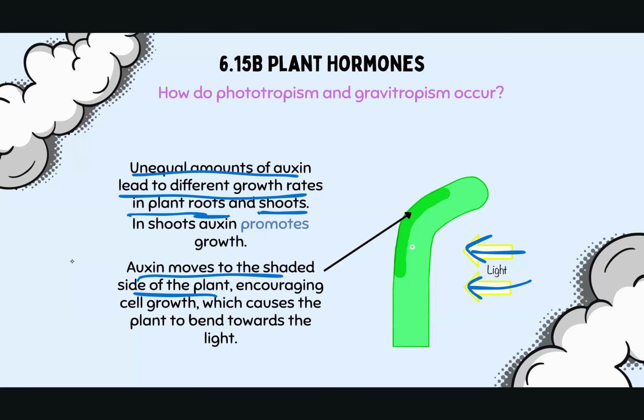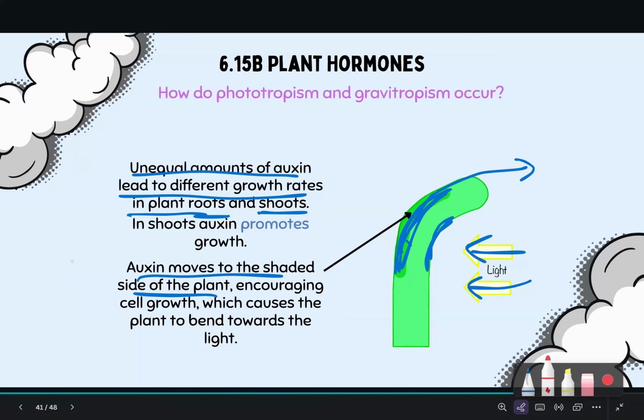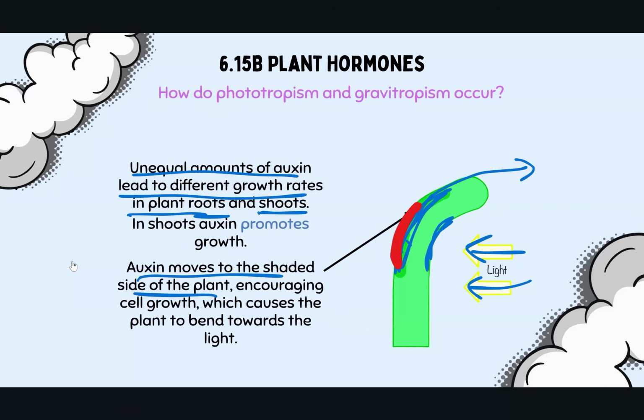And what auxin does is it encourages cell growth. So that means this part here grows faster than the inside part. In other words, the plant starts growing towards the light. So look, auxin moves to the shaded side of the plant, encouraging cell growth, which causes the plant to bend towards the light. Okay, so I hope that makes sense. We've got auxin here. Auxin causes that side of the plant to grow faster than the other side of the plant. So it means it bends towards the light.